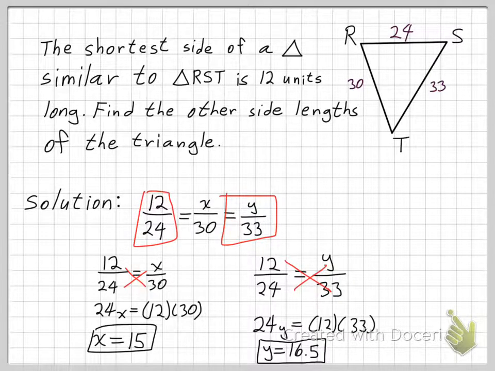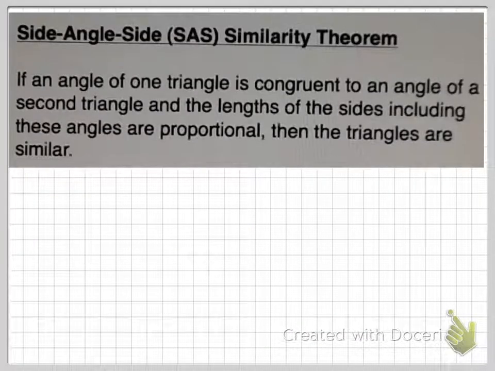And then the new concept here is the side angle side similarity theorem, which states that if an angle of one triangle is congruent to an angle of a second triangle, and the lengths of the sides including these angles are proportional, then the triangles are similar.